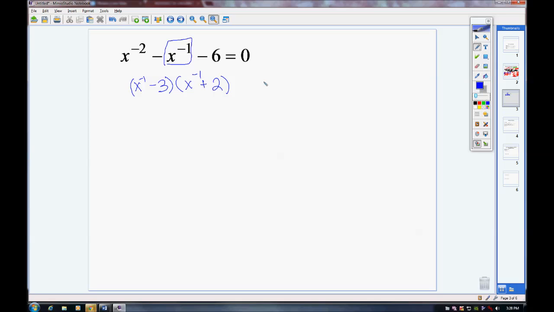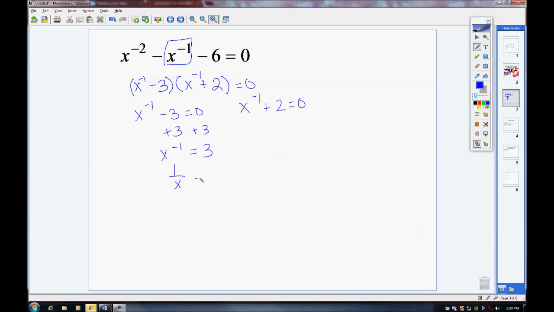That's not even the weird part. Here's the weird part. I'm going to set each of them equal to 0. I'm going to add 3. I get x to the negative 1 equals 3. X to the negative 1. What does that mean? That means reciprocal. I can say that's 1 over x equals 3.